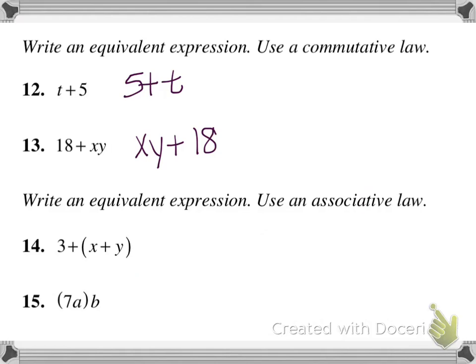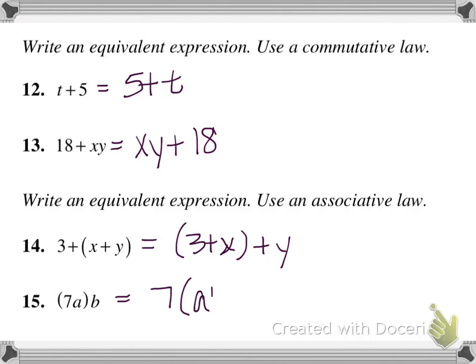Number 14, use the associative law. This is where you're going to group them differently. So just like these were equivalent, an equivalent expression here, maybe we want to group the 3 plus x together and then the y. And then on the next one, 7 and a are already grouped together. Well, let's put 7 on the outside and a and b together. You'll still get the same result. Those are equivalent.